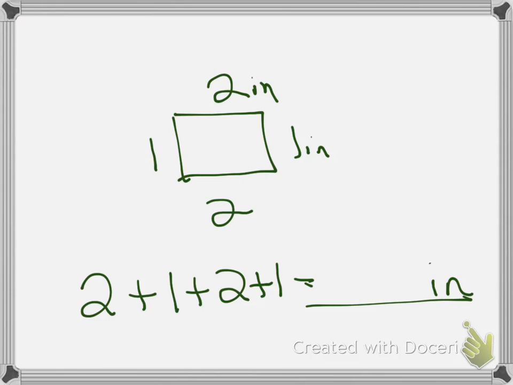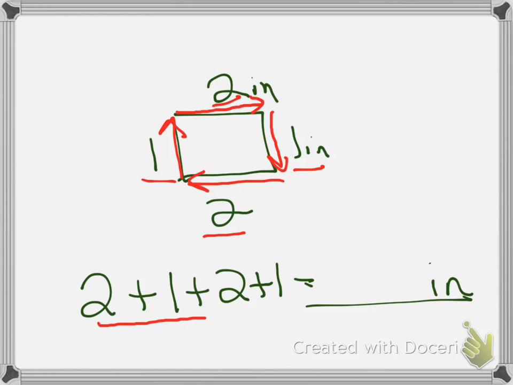So to find the perimeter, you're going to start on one side and you're going to travel all the way around it. So that would be 2 plus 1 plus 2 plus 1. 2 plus 1 is 3, plus 2 is 5, plus 1 is 6. So this shape has a 6-inch perimeter.